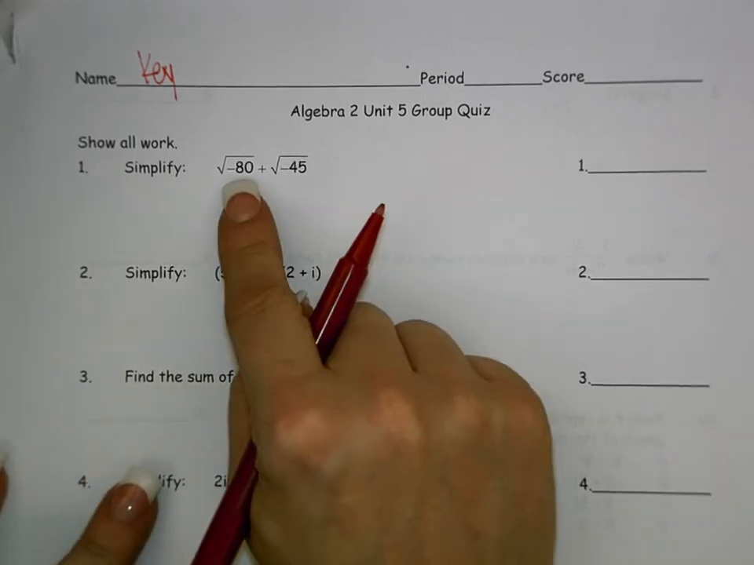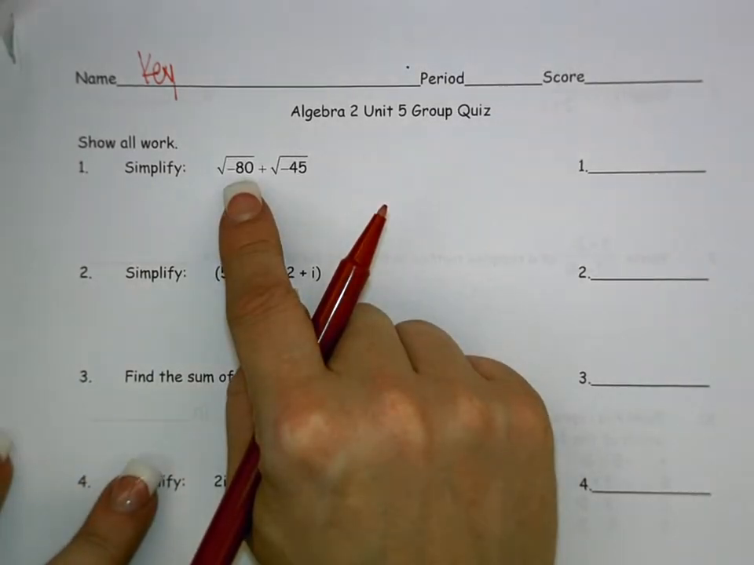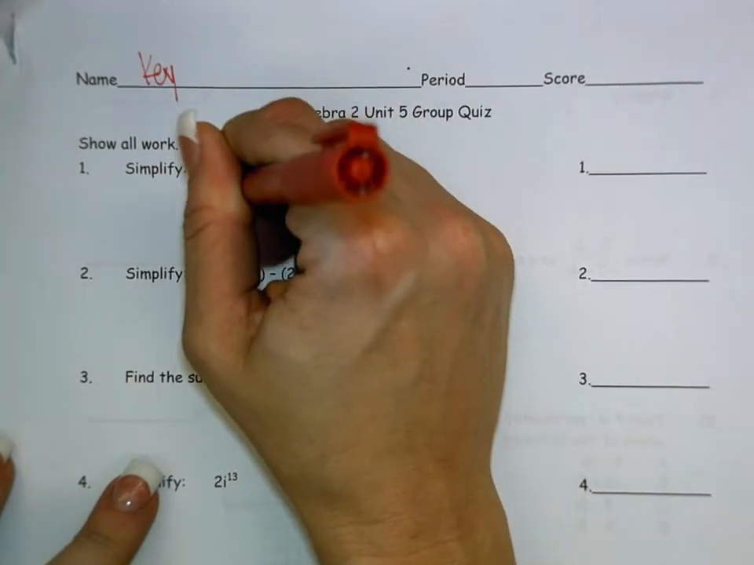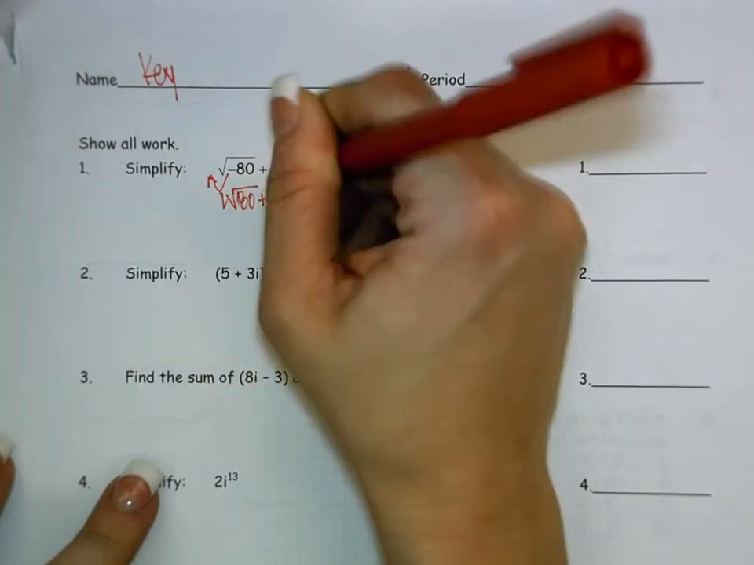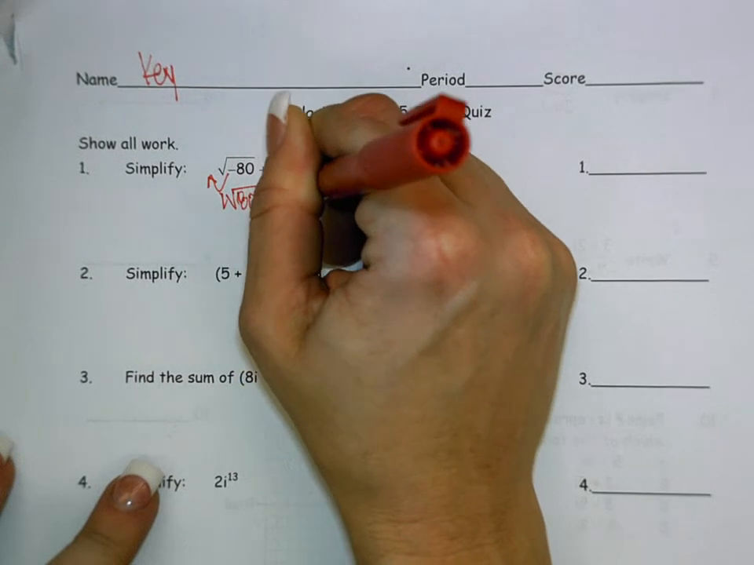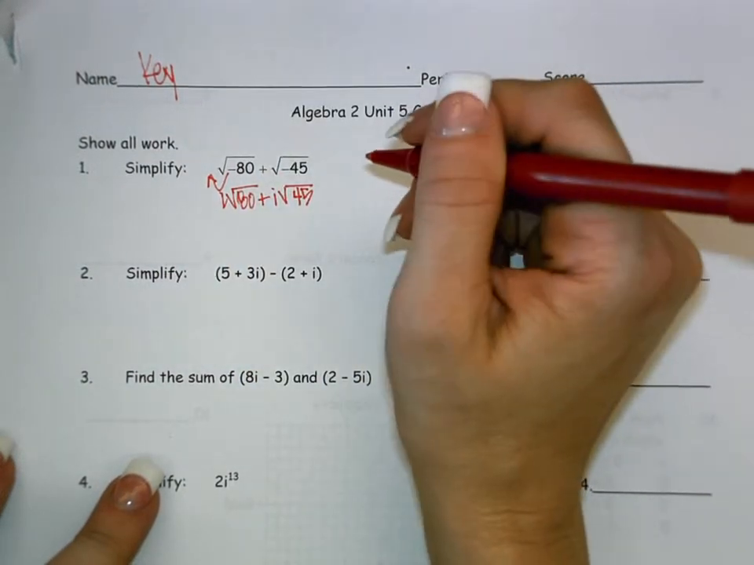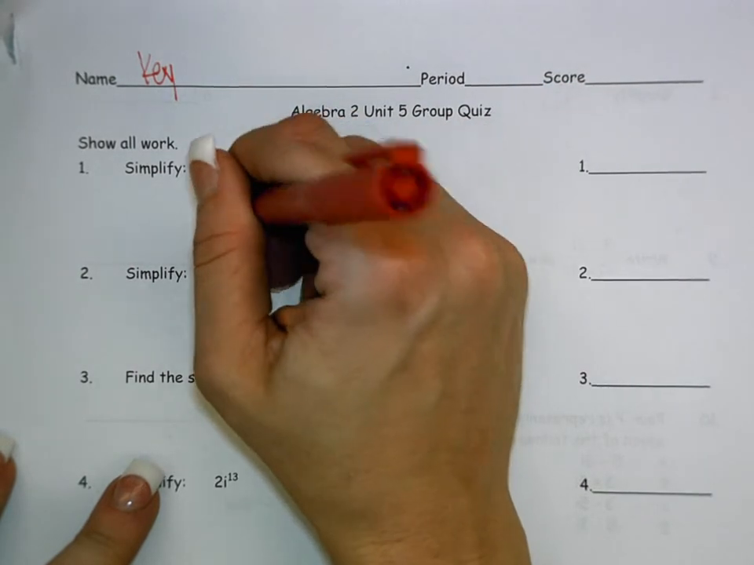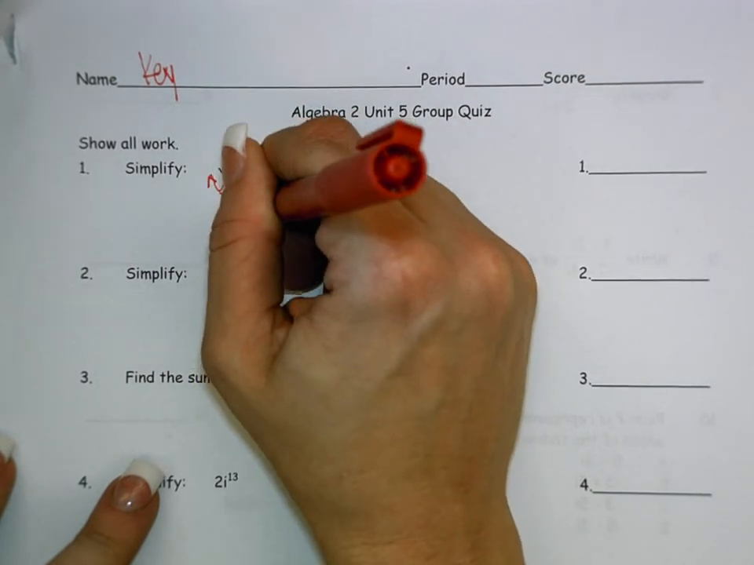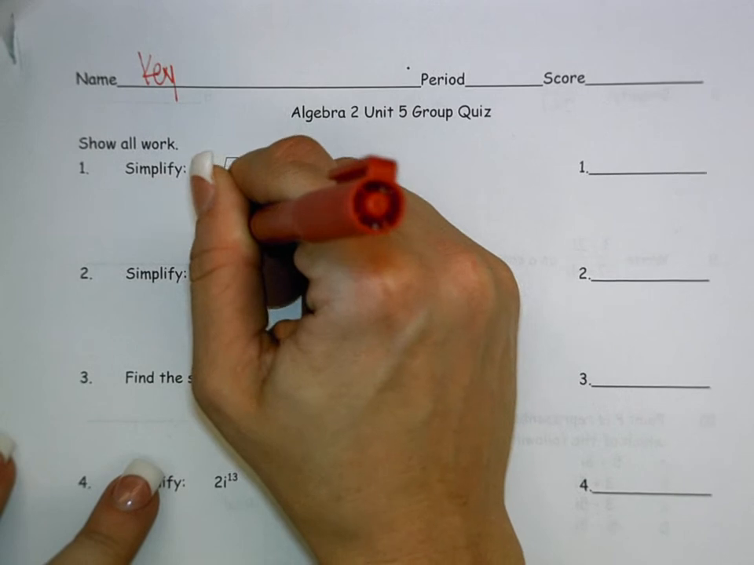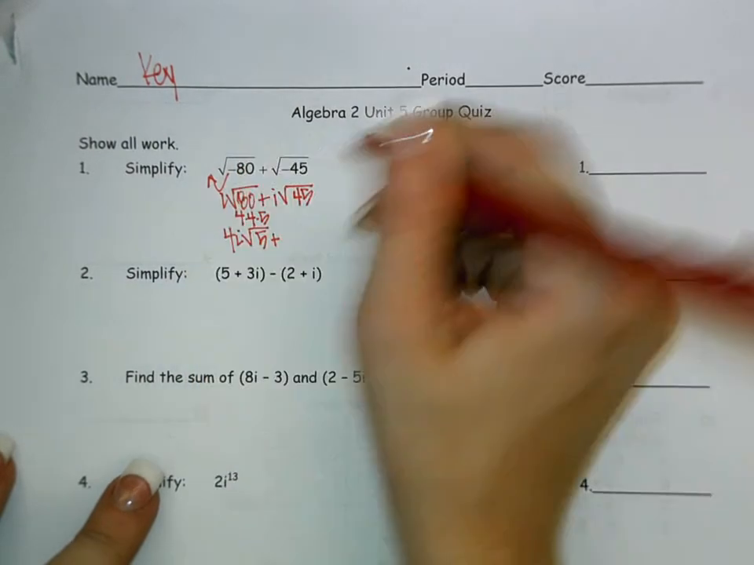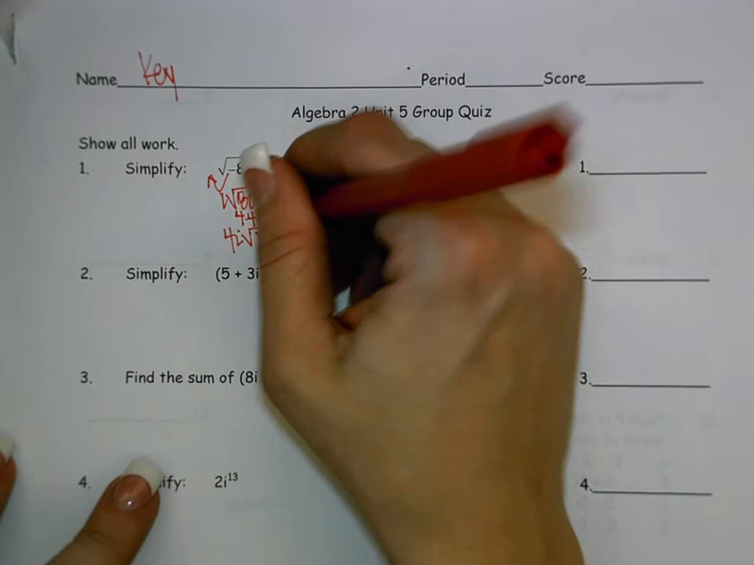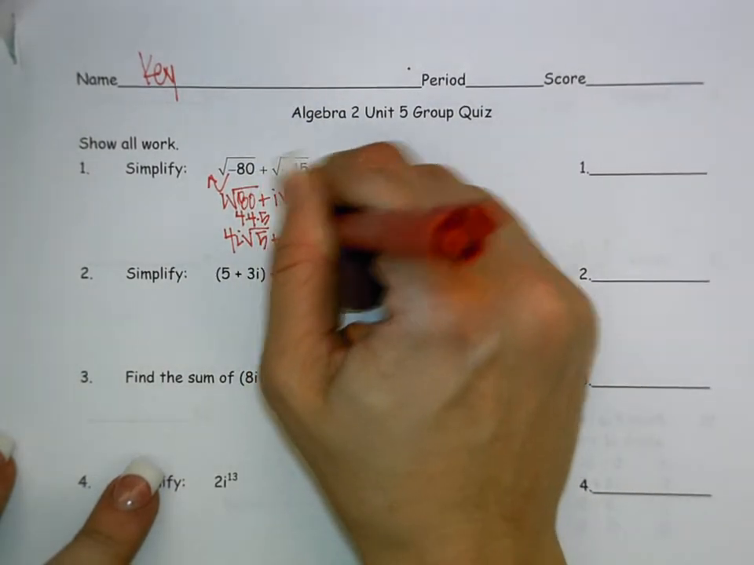To simplify, anytime you have a radical with a negative underneath it, the first thing you have to do is move the i. So this becomes i root 80 plus i root 45. 80 breaks down to be 4 times 4 times 5, so you can have 4i radical 5. Plus radical 45, you can break it out to a 9 and a 5, so you can take out a 3i root 5.